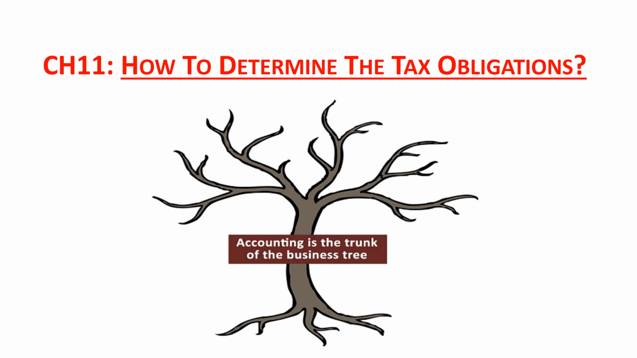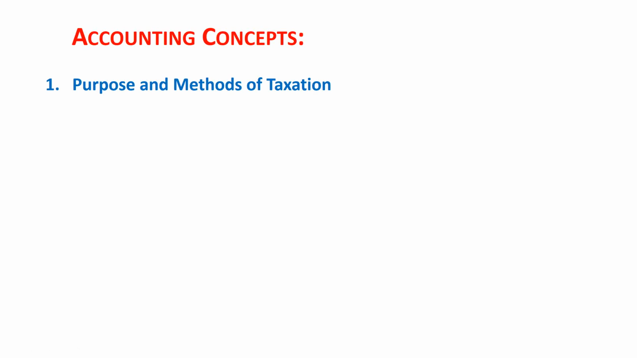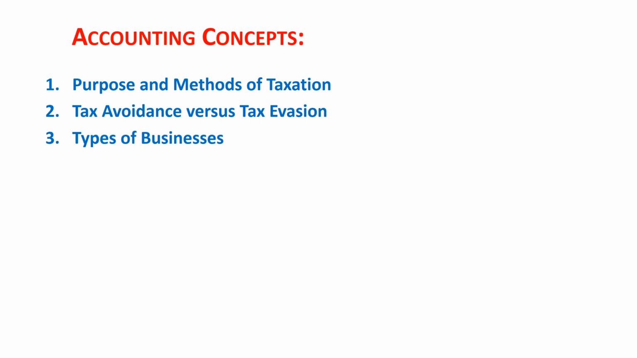So now we should learn about another thing, that when you do business, when you make money, you have an obligation to pay taxes. And this chapter is about that. It's a purely accounting chapter. 4 concepts: purpose and methods of taxation, tax avoidance versus tax evasion, a hot topic these days, types of businesses and what type should you register your business as, and then what's the tax liability under that registration. Let's start with purpose and methods of taxation.